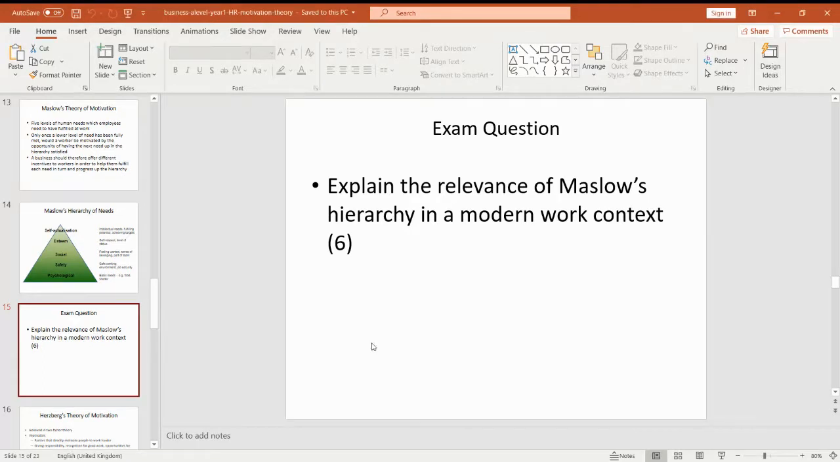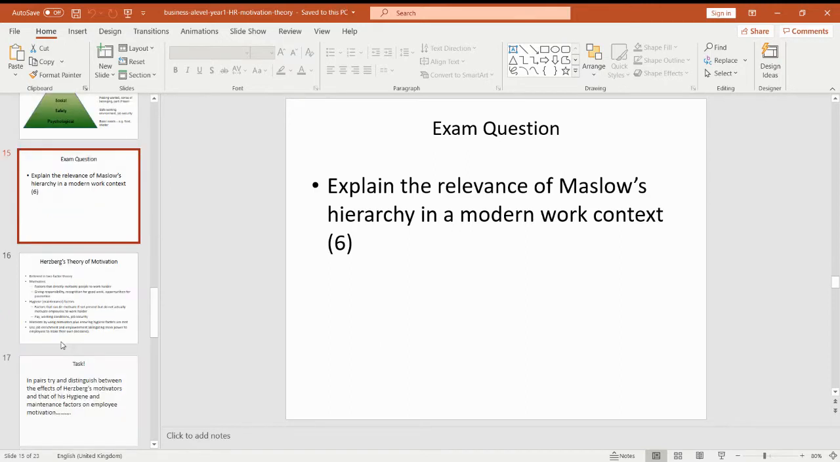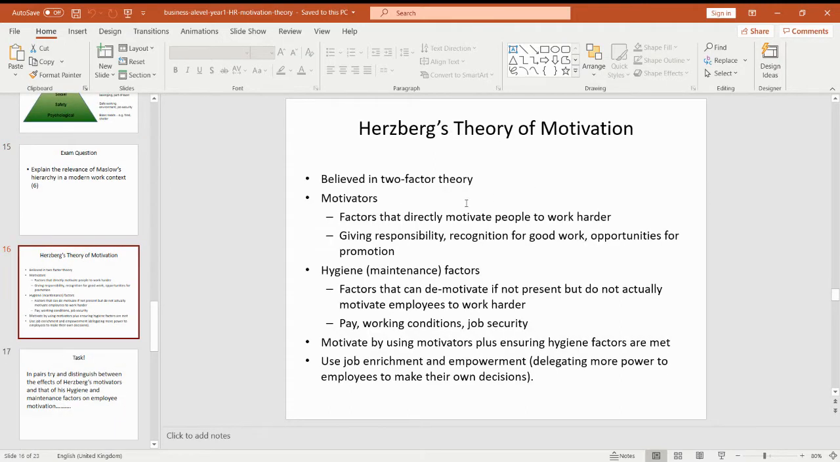Okay, and hopefully you've all had a good little look at how Maslow can be applied to the modern context. And I'd like to see these answers when we finally do return into school, or you can email them in to me so I can have a look and I can mark them. The next theorist we're going to be looking at is Herzberg. Now, Herzberg had a two-factor theory. He had two factors. One were called motivators and the others were called hygiene or maintenance factors.